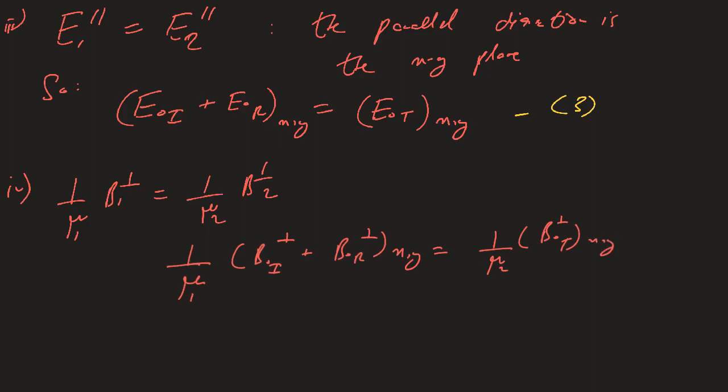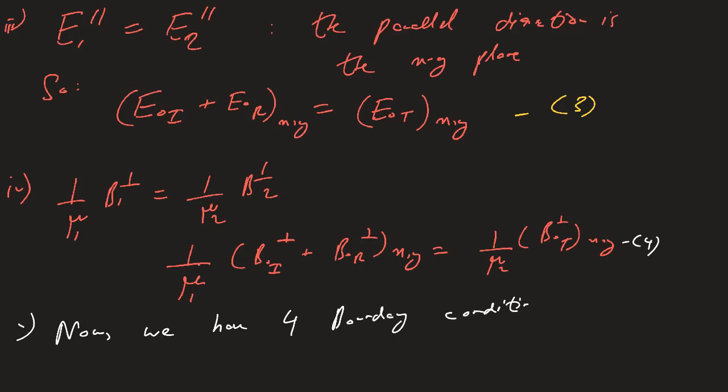Okay, and of course these are two separate equations, one for x, one for y, and so these are also two separate equations, one for x and one for y. So now this is our boundary equation 4. So now we have 4 boundary conditions for oblique incidence. So now we basically have everything that we need to solve.